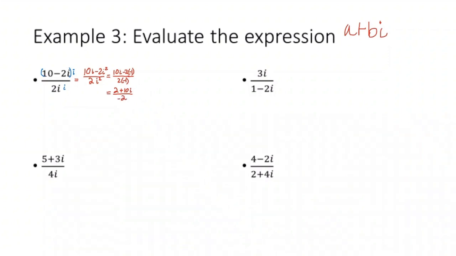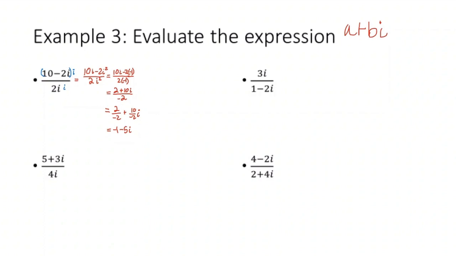So we were able to get rid of the i in the denominator, and we were able to rationalize our denominator. But we still want it in the standard form, the clear a plus bi form. So we'll divide each term in our numerator by our denominator. So we have 2 over negative 2 plus 10i over negative 2. And if we simplify, we get negative 1 minus 5i.